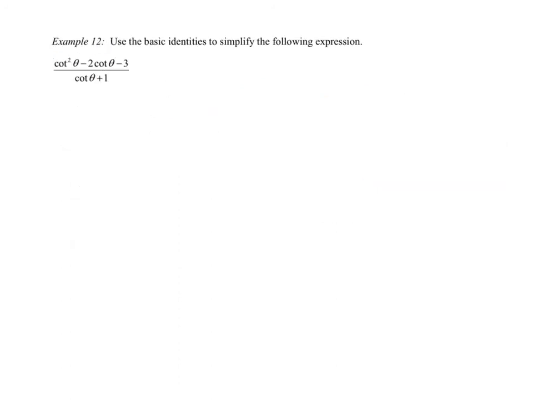Okay, in the final example, it says to use basic identities, but we're not actually going to use any identities. What we're going to do is factor the numerator almost like it was a quadratic. So what I notice here is that if I let x be cotangent theta, then this really says x squared minus 2 times x minus 3. And that's a quadratic that is able to be factored. And so I'm going to factor this numerator like it was a quadratic function in terms of x.